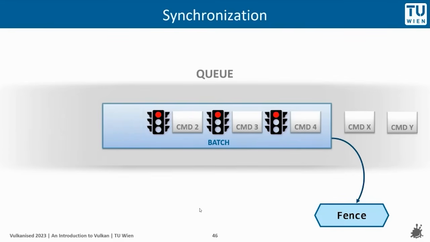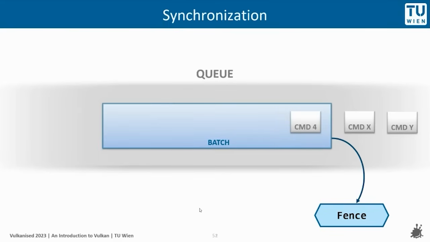So we have an animation here. Command 1 has finished. The barrier allows command 2 to execute. Command 2 is getting executed. The barrier allows command 3 to execute. And command 3 is executed. Then the barrier allows command 4 to execute. And then after command 4 has finished execution, the fence is signaled, and we know that this whole batch has finished execution, and memory writes as well.